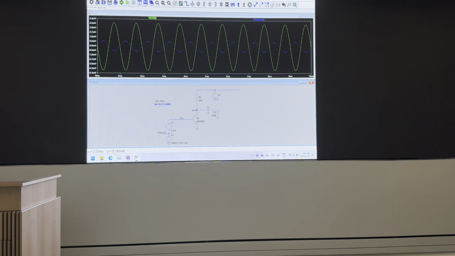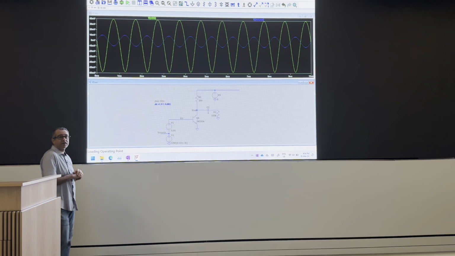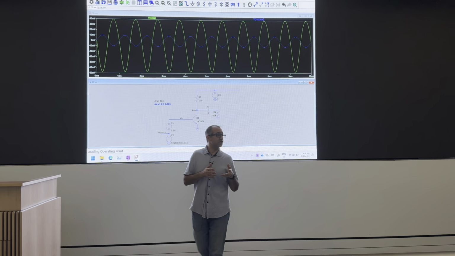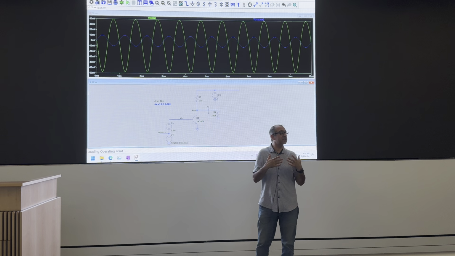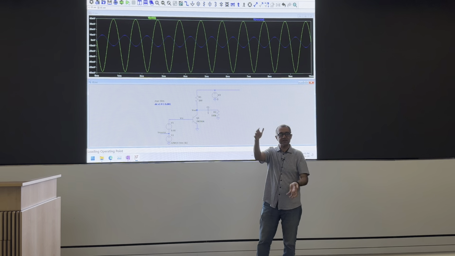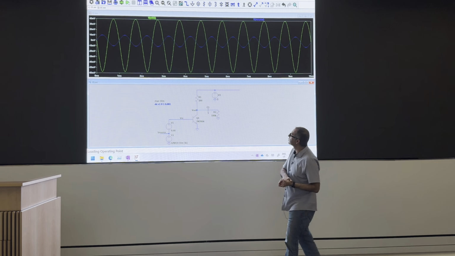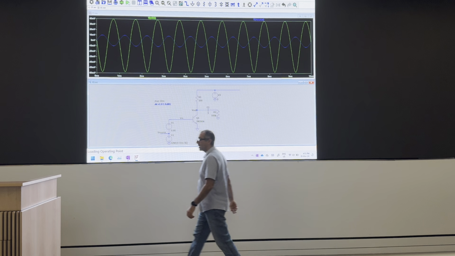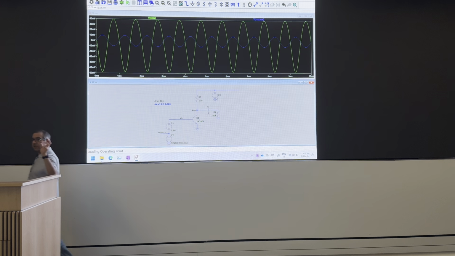Your input is still your nice and beautiful sine wave. Your output is not symmetric anymore. This is called distortion. You're distorting the signal. You're not getting a replica or a scaled version of what you had at the input. It actually is now looking different. And 10 millivolt, remember, we said small signal, small compared to VT. 10 millivolt is not a super large signal, but compared to VT, it is.